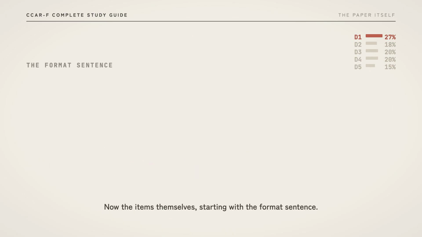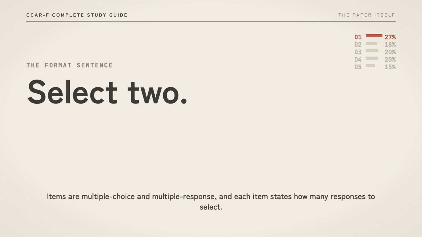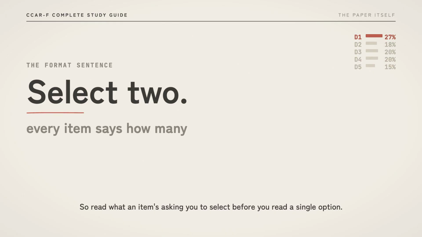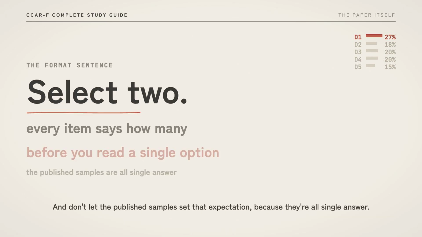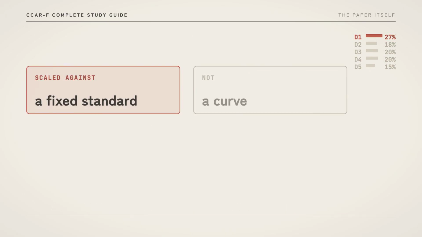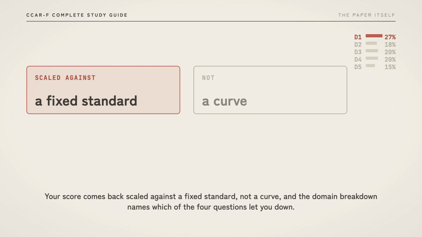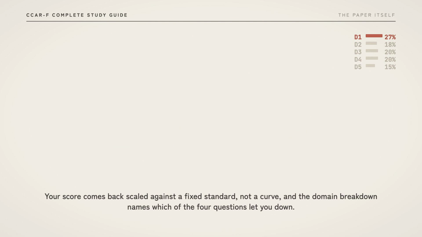Now the items themselves, starting with the format sentence. Items are multiple choice and multiple response, and each item states how many responses to select. So read what an item is asking you to select before you read a single option. And don't let the published samples set that expectation, because they are all single answer. Your score comes back scaled against a fixed standard, not a curve, and the domain breakdown names which of the 4 questions let you down.